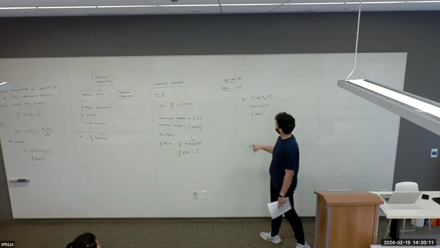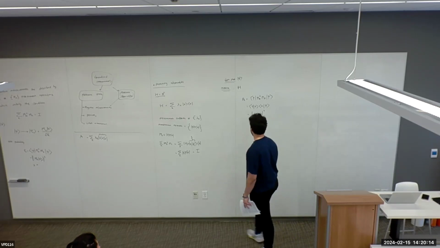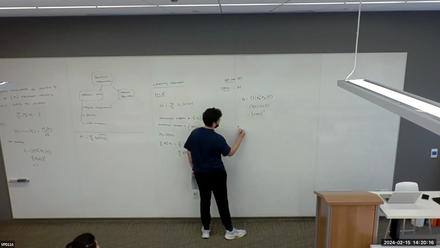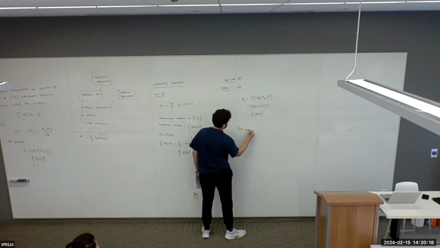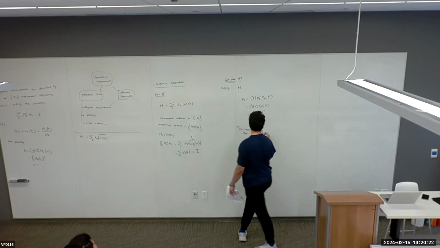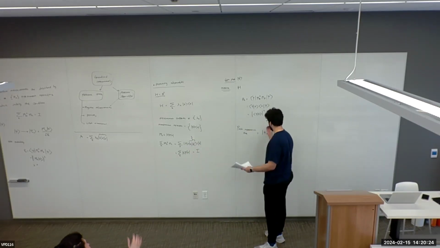And now, what would be the post-measurement state? The post-measurement state would be |k> upon getting the outcome k.